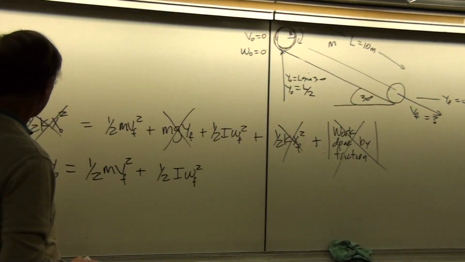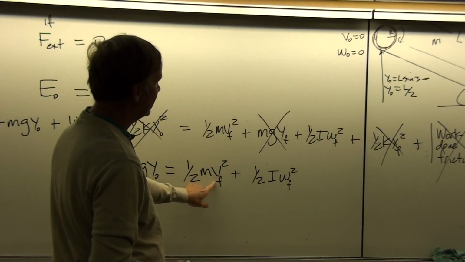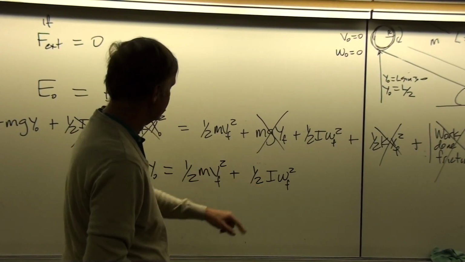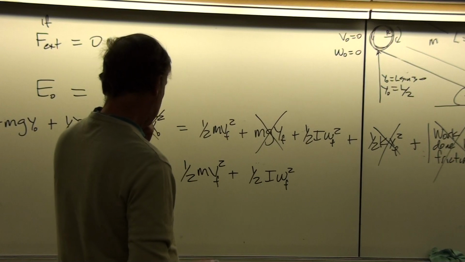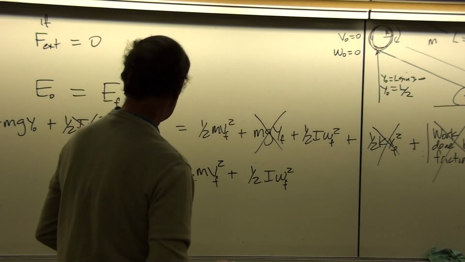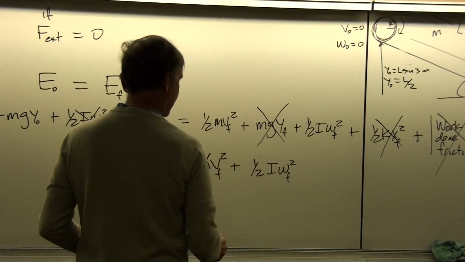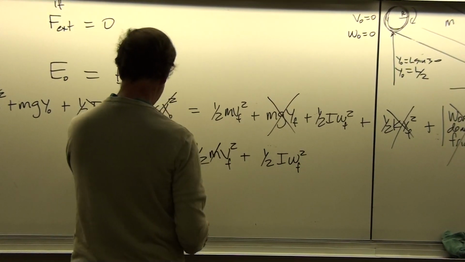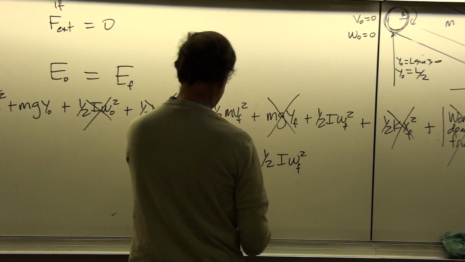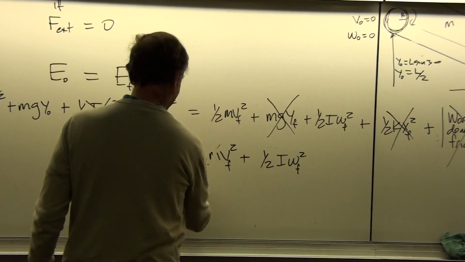In that problem, mgy naught was just equal to 1/2 mv final squared because there was no rotation. But here there is. So let's go ahead then and solve this. The masses are going to cancel. Now how do I know that the mass is going to cancel from this equation? Well, let me just simplify that first before I state that that's true.